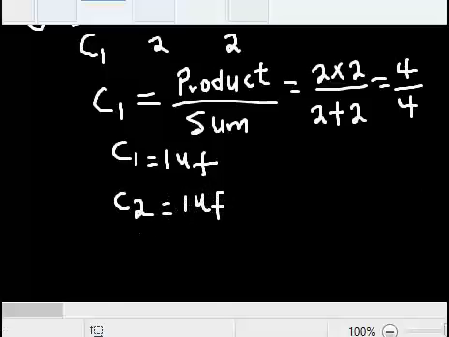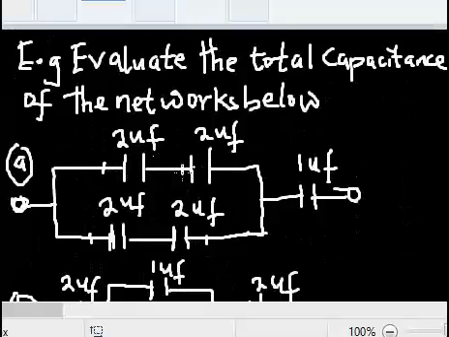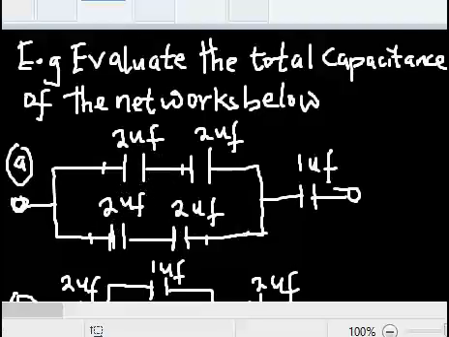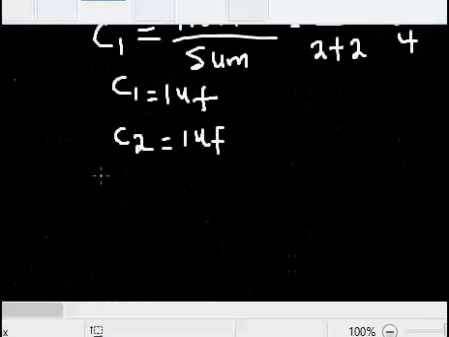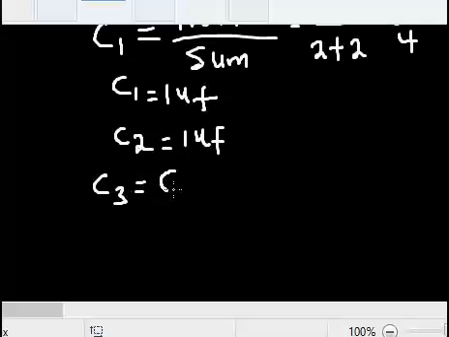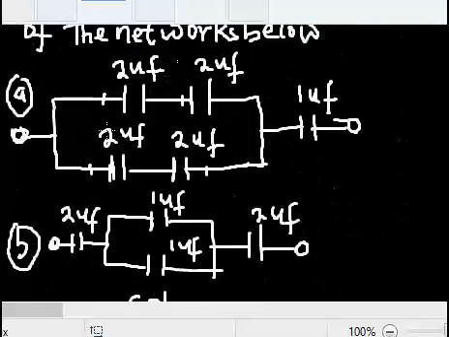So now let's resolve the two. Both 1 microfarad and 1 microfarad are now in parallel. Let me call that C3. Remember, in parallel, C3 is going to be C1 plus C2. So 1 plus 1, that's 2 microfarad. That has resolved the whole of this network.